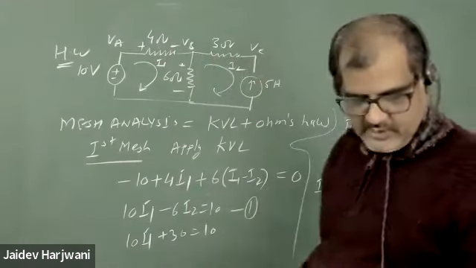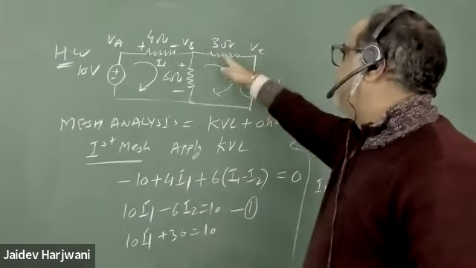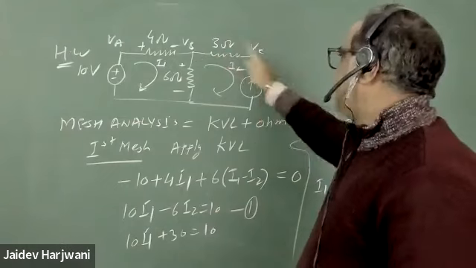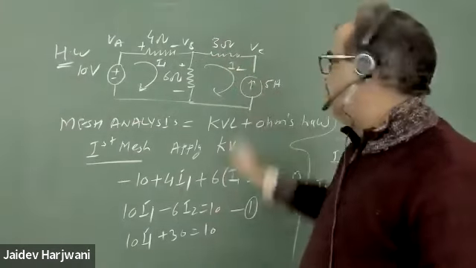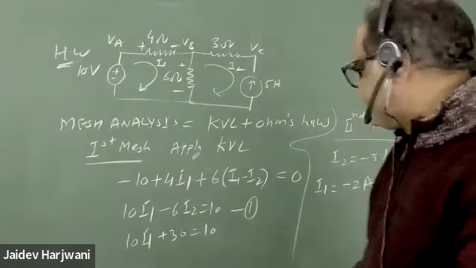That's the way you can solve, and you can check: VC minus VB divided by 3 ohm should come to 5 ampere. Find out VA, VB, and VC. That's your homework.